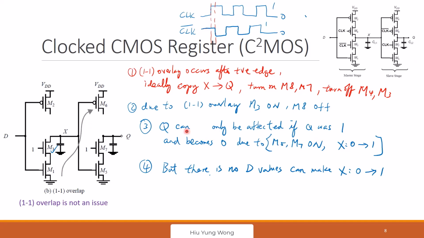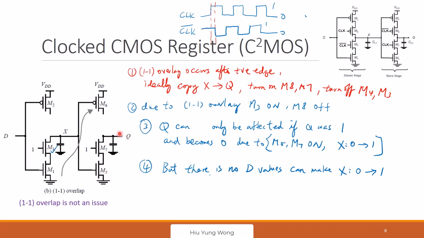For example, in this case, if there's no overlap, we say that this is cut off, Q is safe, right? Because it's cut off. No one can affect Q. But now because of overlap, M7 is on. Even though it's on, if you want to change Q, you can only change it from 1 to 0 because of this connection. You can never change it from 0 to 1. So if you were at 0, no corruption. If at 1, there's a possibility.